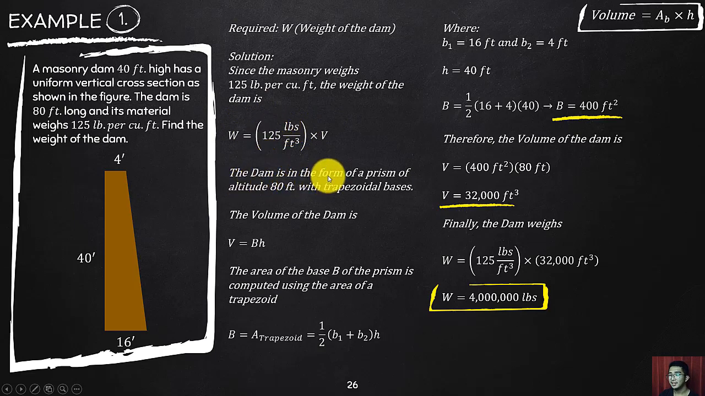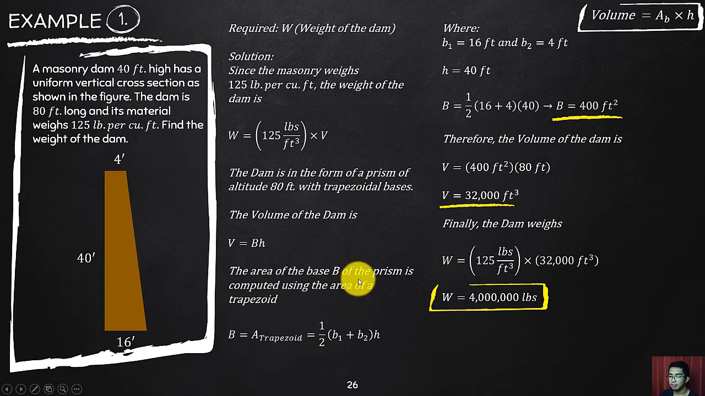So the dam is in the form of a prism of altitude 80 feet with trapezoidal bases. So imagine this now as a flat figure, and then its height is 80. That's your figure. So the volume of the dam is the volume of a prism. Remember, the volume of a prism is given by the area of the base, B, times the height. What is our height? Our height is 80 because that is 80 feet perpendicular to your screen, correct?